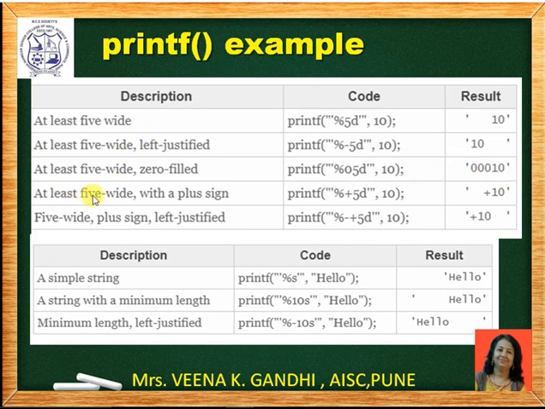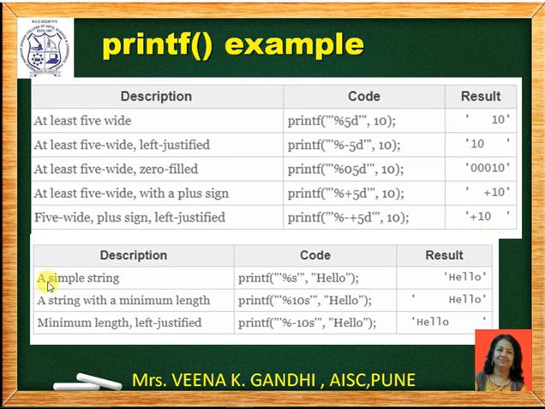And at least 5 wide with plus sign. So percent, plus flag, and 5 width, and d for integer number. So we are telling it to print the number with a plus sign as well as width 5, so a blank space is added in front of the 10. Now here percent minus takes left justified, plus takes the plus sign in the result, and 5 is the width. So here you can see the result +10, and after that blanks are added.